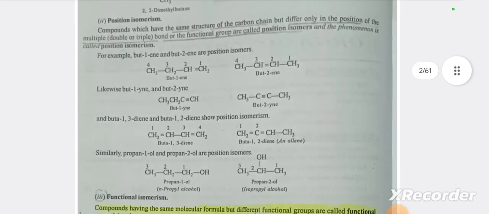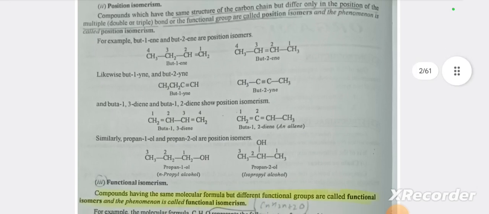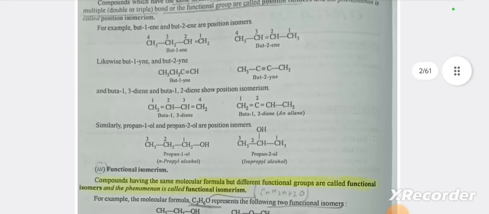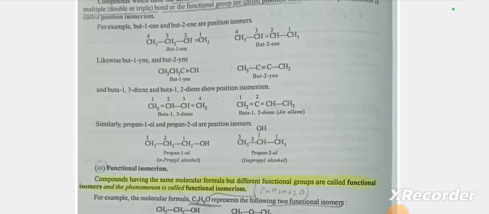Second, position isomerism: compounds which have the same structure of carbon chain but differ only in the position of multiple bonds, that is double or triple bond, or the functional group, are called position isomers, and the phenomenon is called position isomerism. For example, but-1-ene and but-2-ene are position isomers.